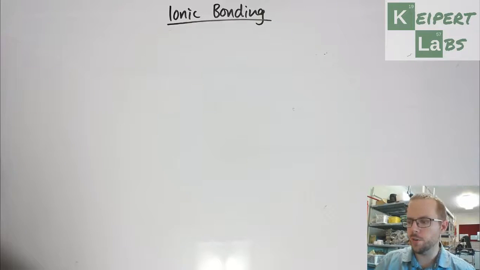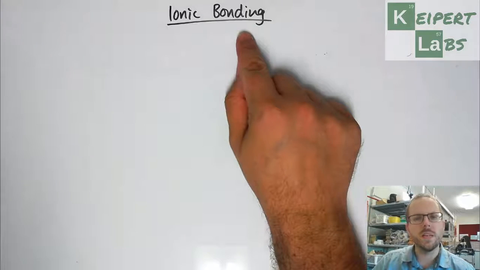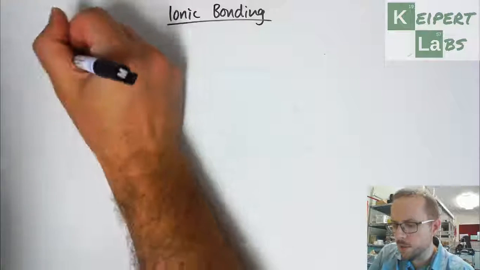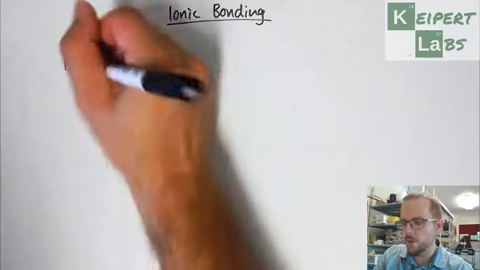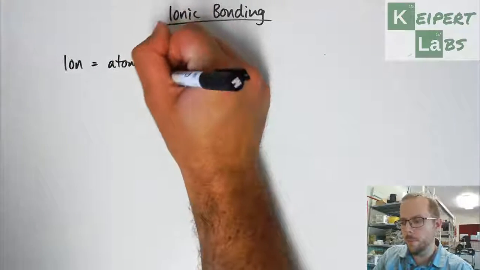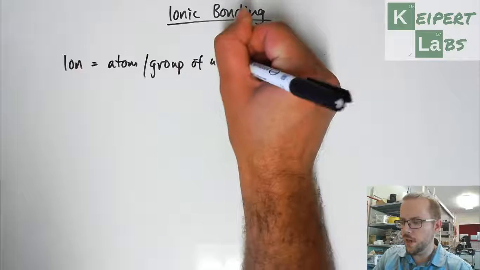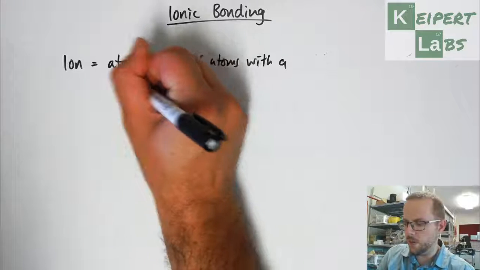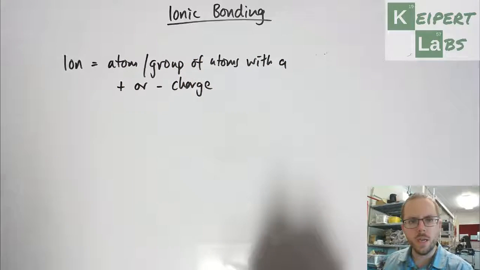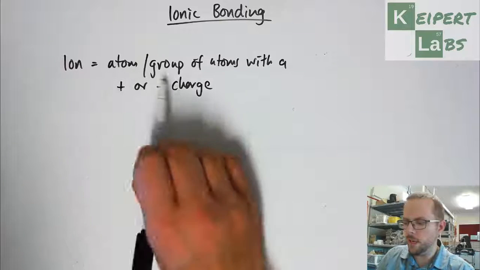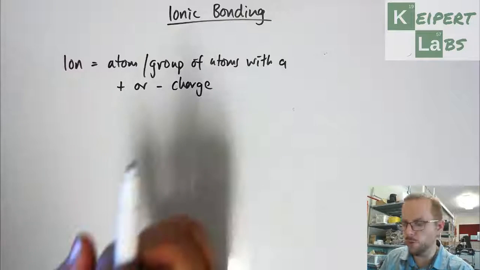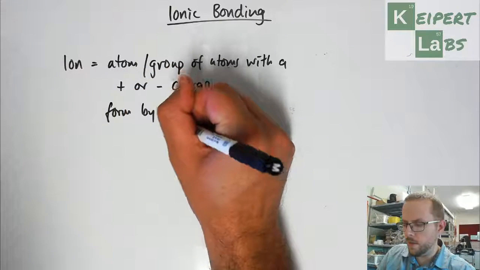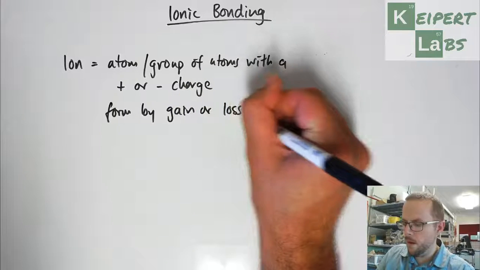In this video we're going to be talking through the concept of ionic bonding, or compounds that form from ions. Okay, so let's do a little bit of a recap. When we're talking about this concept of an ion, we're thinking about an atom or a group of atoms with a charge, a positive or negative charge. So it could be one atom by itself, it could be a connected group of atoms that behave as a single group, and they form by gain or loss of electrons.